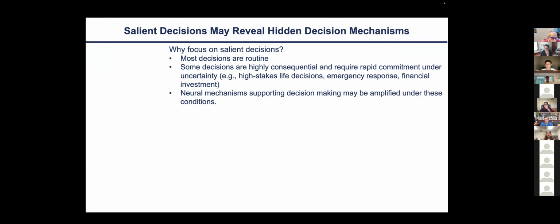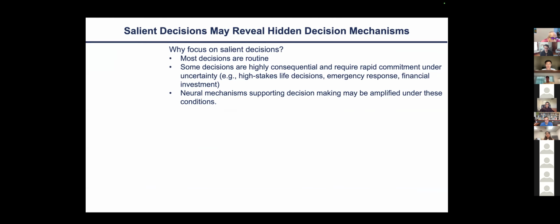Doesn't make a big difference. But some decisions are highly consequential. They are, for example, unusually important, make a huge difference, and require rapid commitment under uncertainty. For example, some super high stake life decision, emergency response, or some financial investment, where you could either win a lot of money or lose a lot of money. So for those super high stake decisions, we are going to focus on this study.